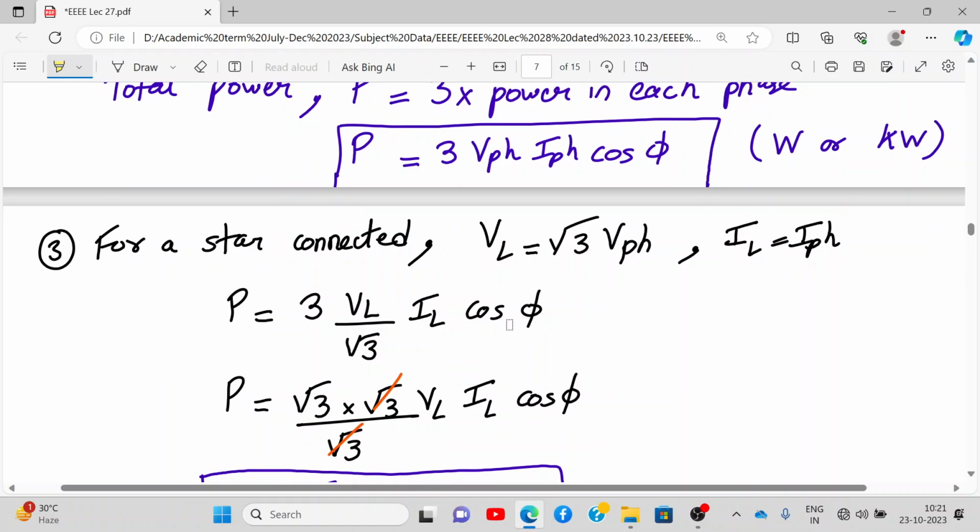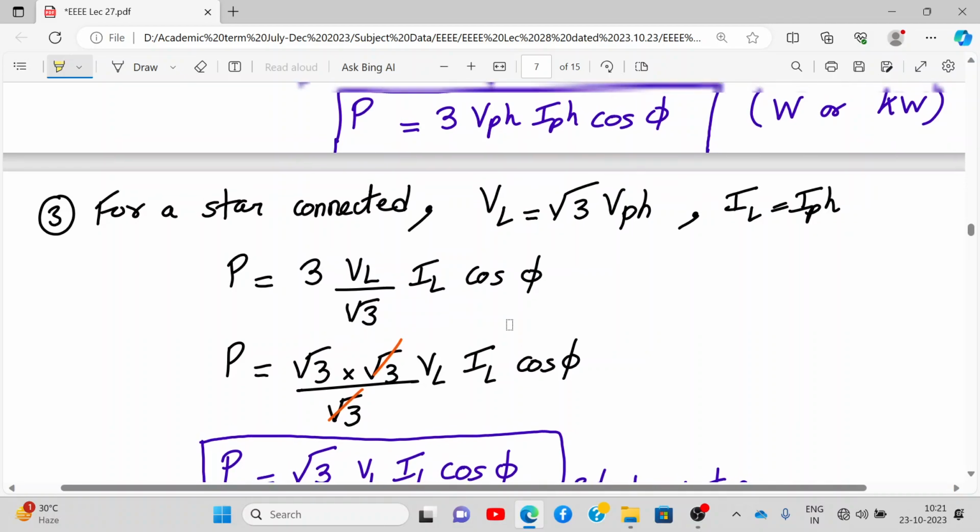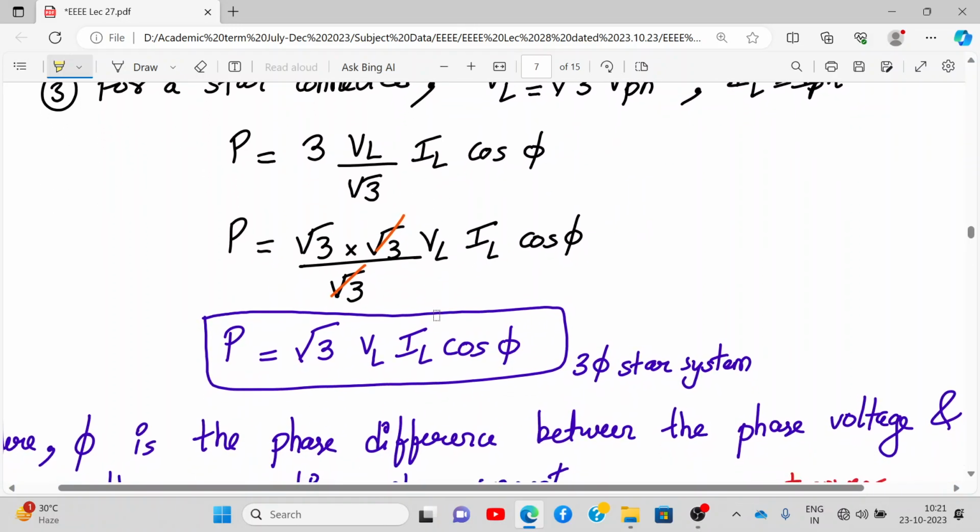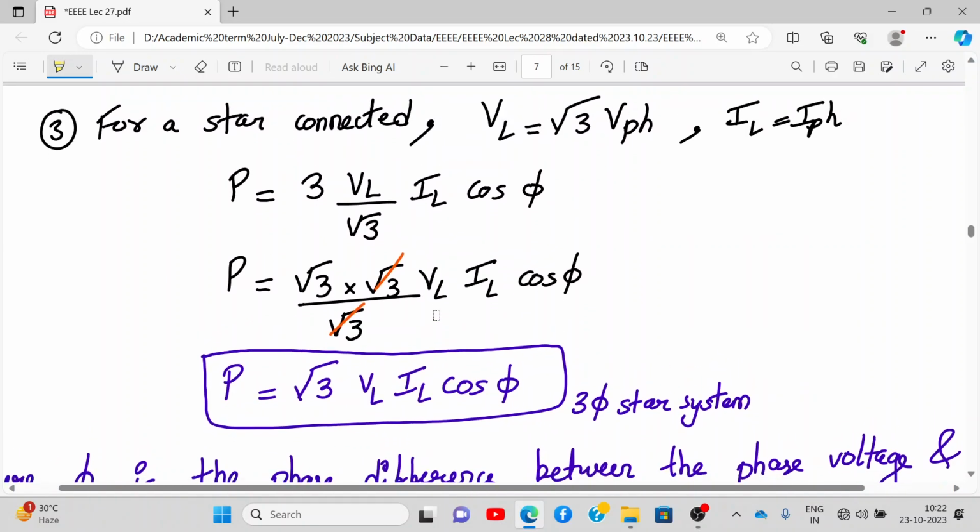This is the power in terms of phase voltage and phase current. But for a star connected network, VL is root 3 times V phase, IL is I phase. So wherever there is V phase, I'll substitute VL by root 3, and in place of I phase, IL. So if you see carefully, power in a 3-phase star connected system in terms of line voltage and line current will be root 3 times VL IL cos phi. Please write down this formula also. Active power is root 3 VL IL cos phi.